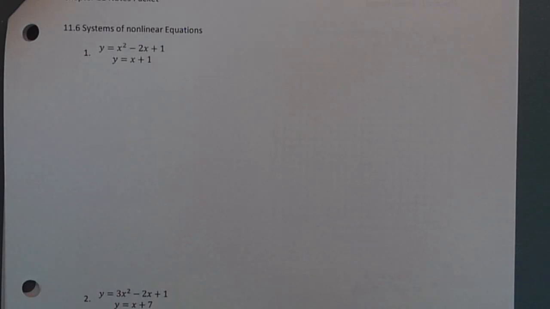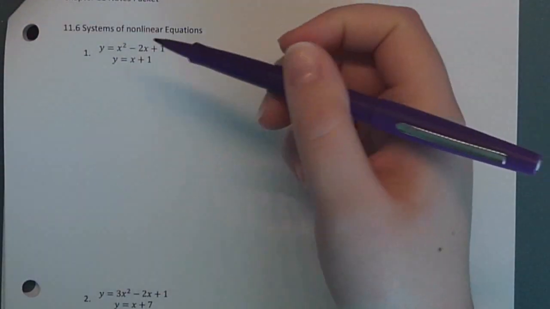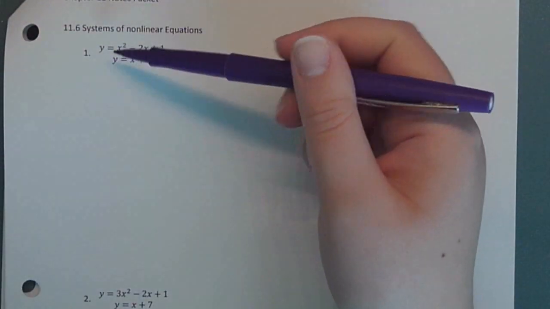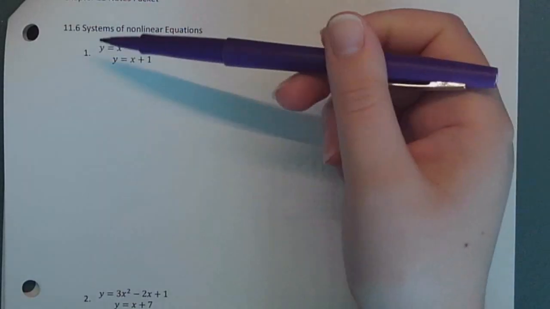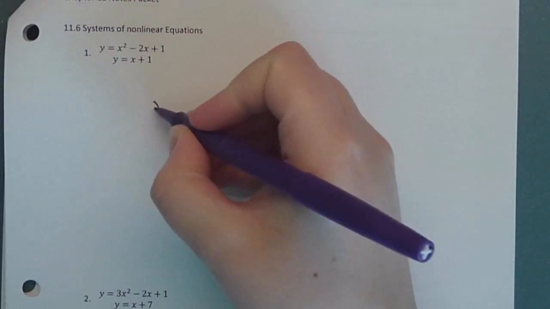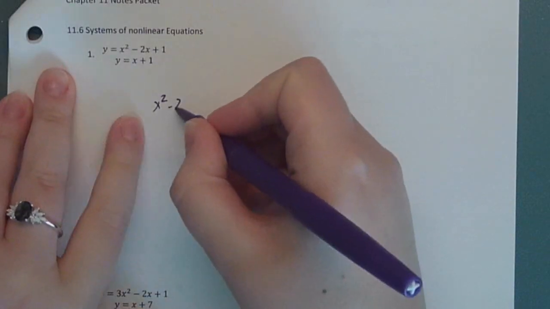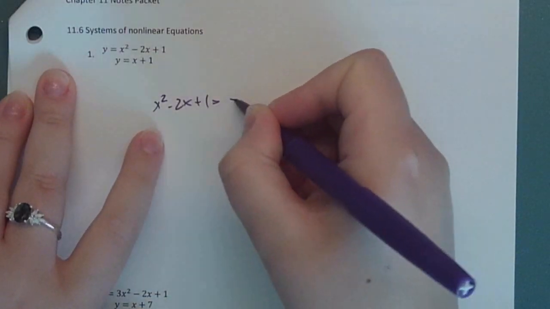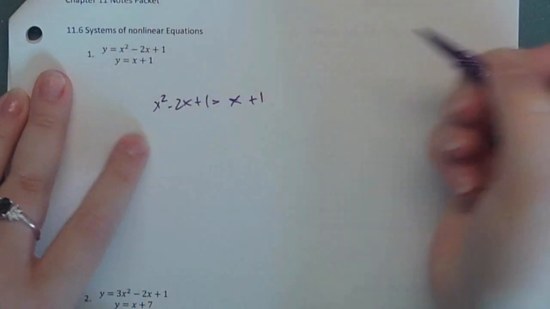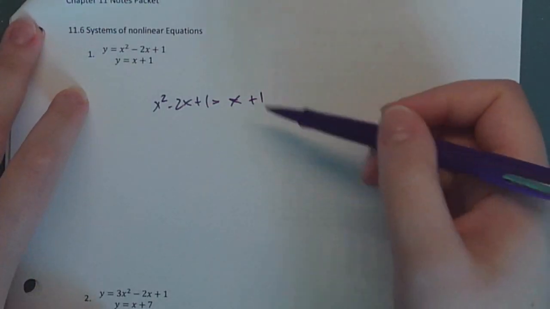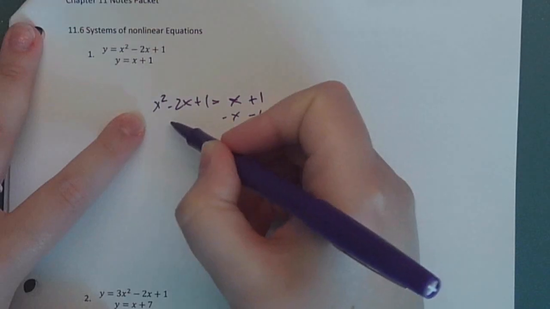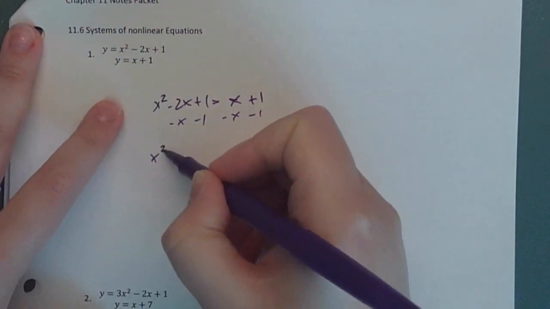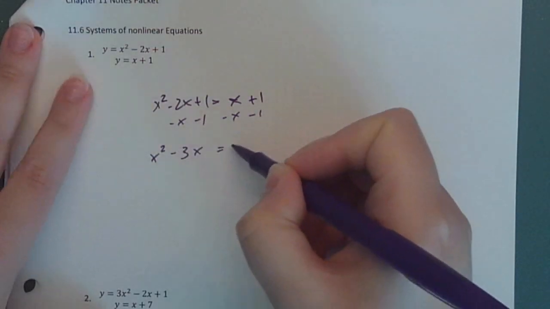Right, so problem 1, we have y equals x plus 1 and y equals x squared minus 2x plus 1. Both of them are equal to y, so we can just set the two equations equal to each other. And then we're solving for x. So in order to do that, we gotta get everything to one side.